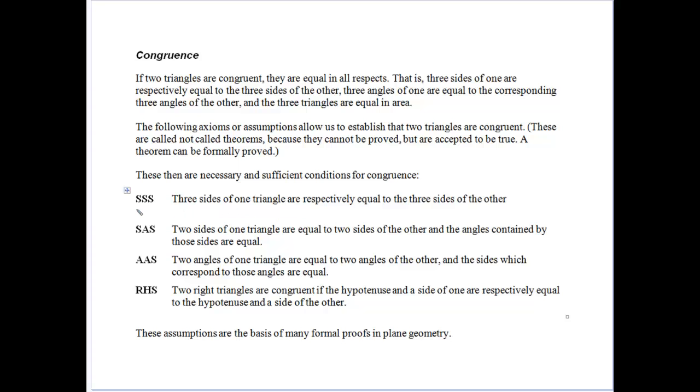So the four ways we have: all three sides in one triangle are equal to the other three sides in the other triangle. So what we call a side proof. So all three in one are equal to all three in the other.